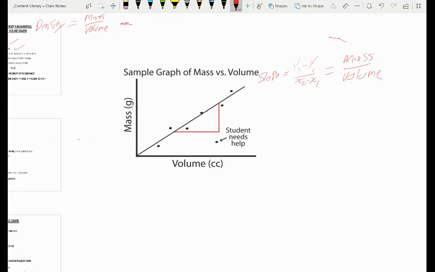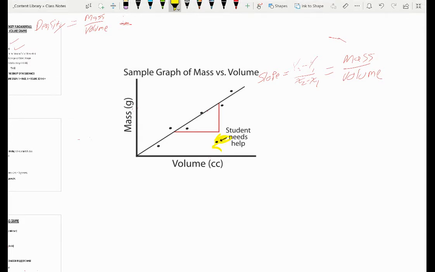Right? That's going to be a consistent thing when we do experiments in here and in any science, is that you always want to look for the general trend of the data rather than looking at each individual point. All right.